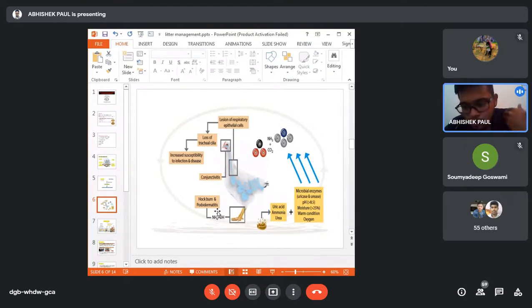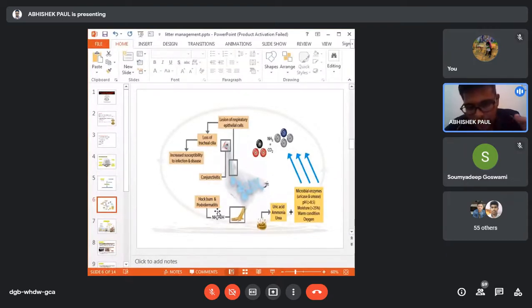And how to reduce the formation of ammonia? By good management of the litter. If you are managing the litter material in a proper, scientific way, then the formation of ammonia will be less. If ammonia is more inside the house, then the birds will suffer from respiratory disease. Second one is conjunctivitis. Third one is leg problems. So these are the disease conditions.